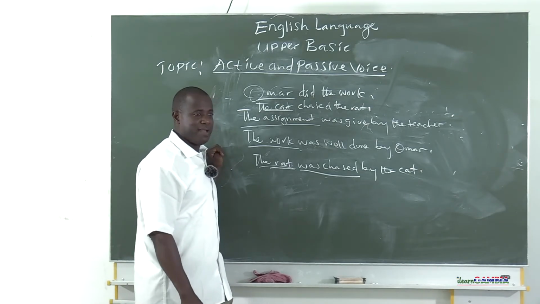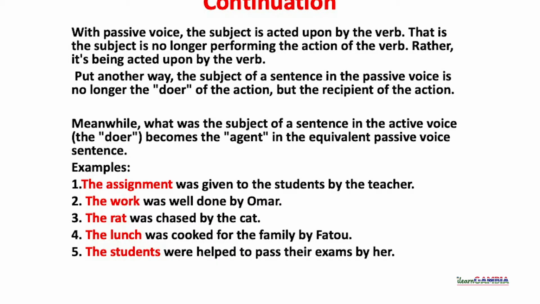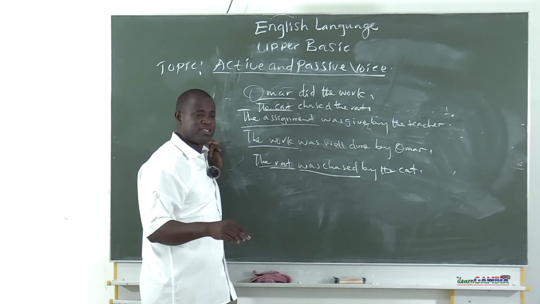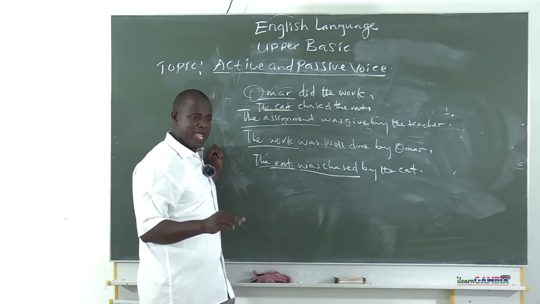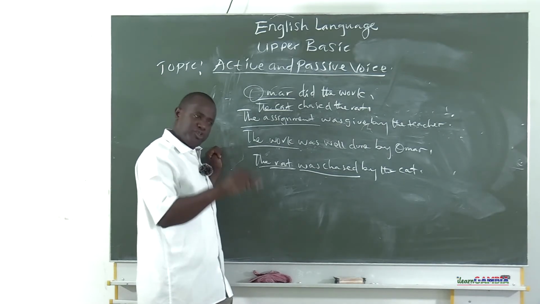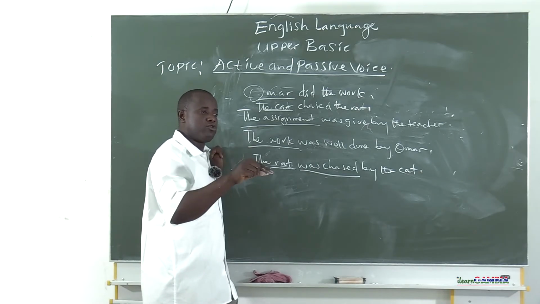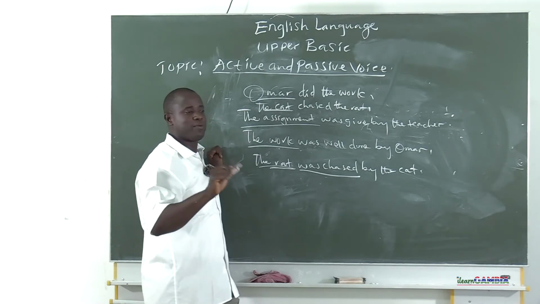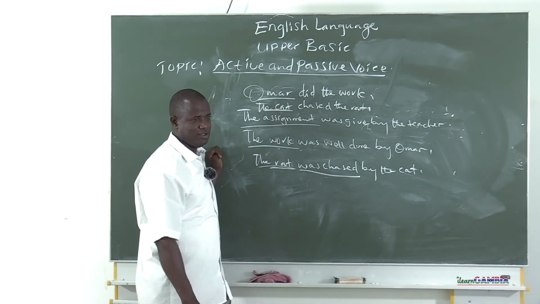So we look at the other examples. The lunch was cooked for the family by Fatu. Lunch as the subject didn't perform any action. And number 5, the students were helped to pass exams by her. Here the students didn't do anything. But if you use the sentence in an active voice where you said she helped the students, in that case the subject does something. But when you say the students were helped, there the subject didn't do anything. So we move on.